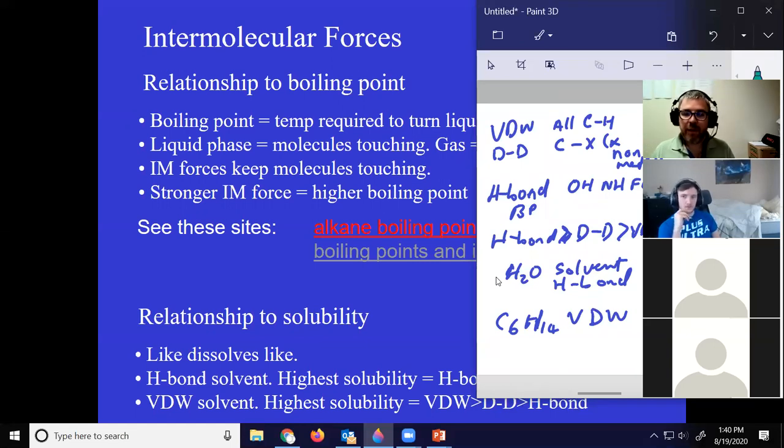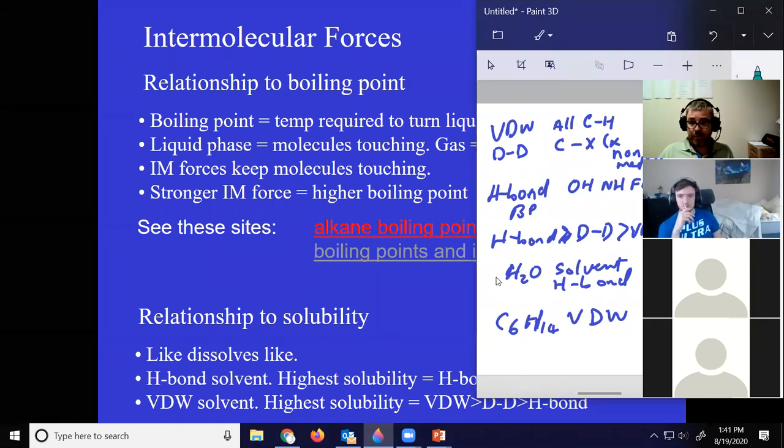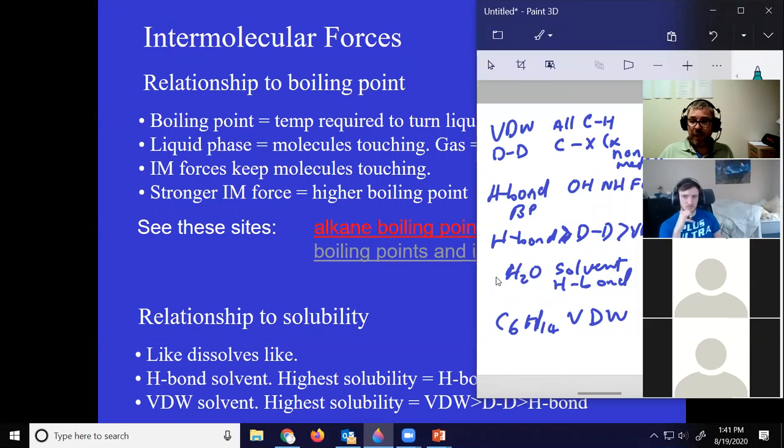So what we notice is that things that have OHs in them tend to dissolve in water. Things that have CHs tend to dissolve in C6H14, hexane, or van der Waals solvents. So I'll give you an example, water and sugar. Sugar's got OHs up the yin-yang. So sugar dissolves in water.